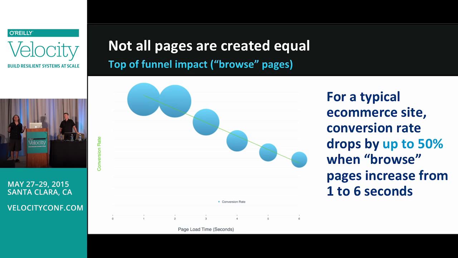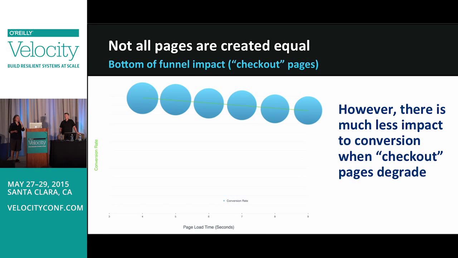So also, not all pages are created equal. In an ideal world, sure, from a user experience perspective, it'd be great if every page users flow through on the site loaded in less than 100 milliseconds and people could just zip through and be done. But we see that there's a different impact at different ends of that conversion funnel. So at the top of the funnel, when people are browsing, you see conversion drops by up to 50% when pages go from 1 to 6 seconds. So that's really significant. But you contrast that to the bottom of the funnel at checkout.